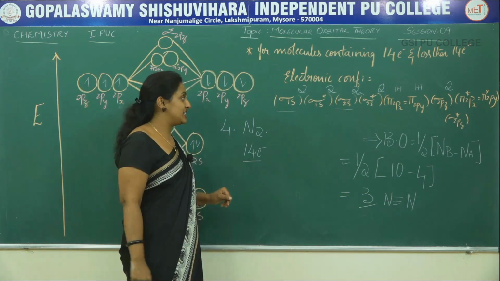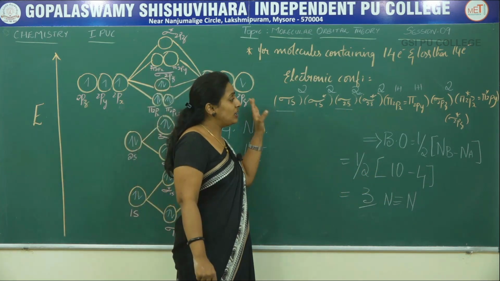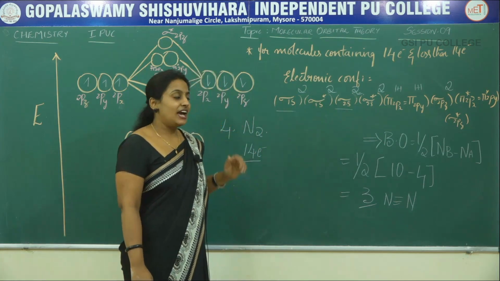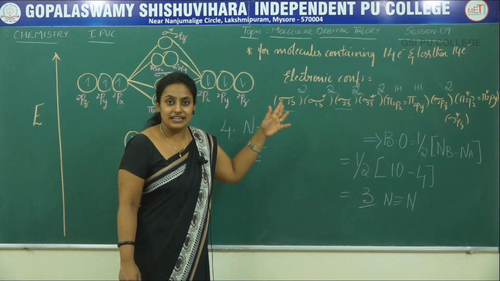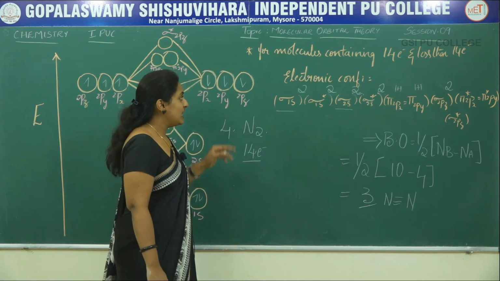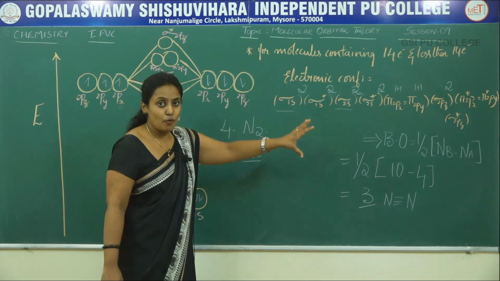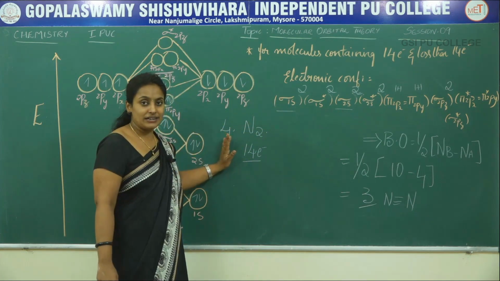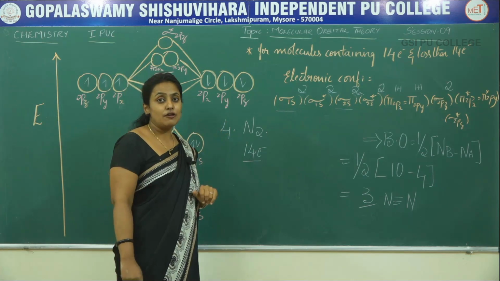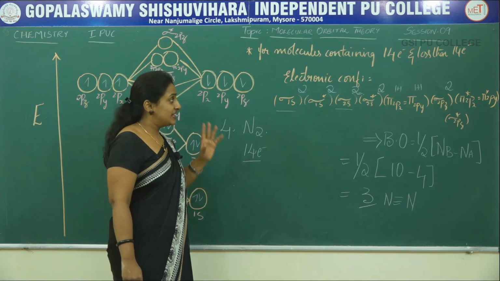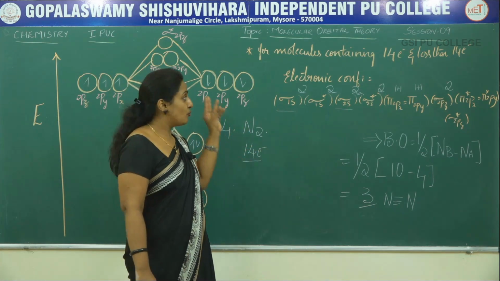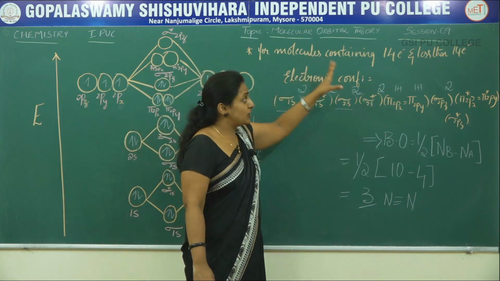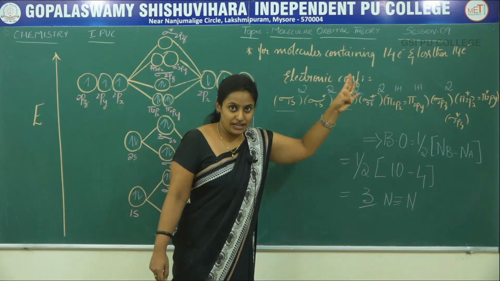Finally, the magnetic nature, you can observe here all the orbitals are completely filled, hence it is diamagnetic in nature. This is about the electronic configuration, bond order, molecular orbital diagram and magnetic nature of nitrogen molecule. These are few examples, few molecules which contain 14 electrons or less than 14 electrons.